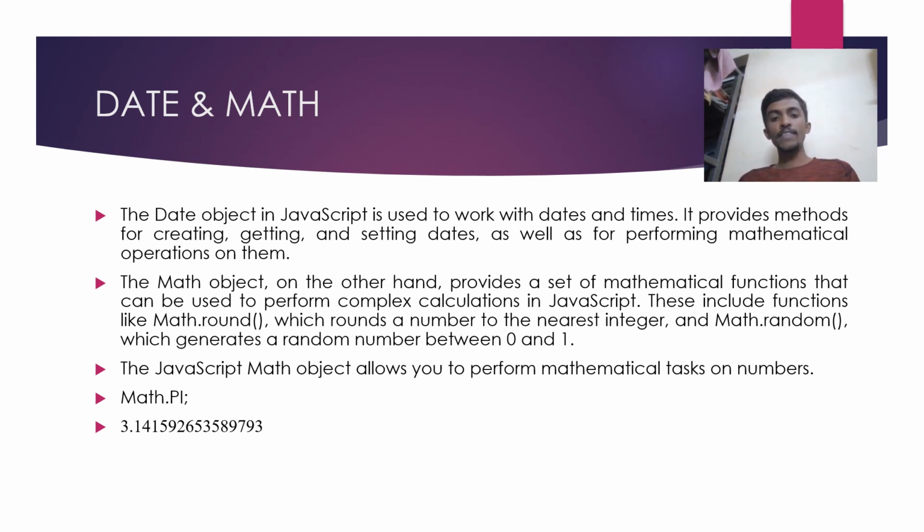The Math object, on the other hand, provides a set of mathematical functions that can be used to perform complex calculations in JavaScript. These include functions like Math.round, which rounds a number to the nearest integer, and Math.random, which generates a random number between 0 and 1. Here we have taken two examples: Math.round and Math.random.